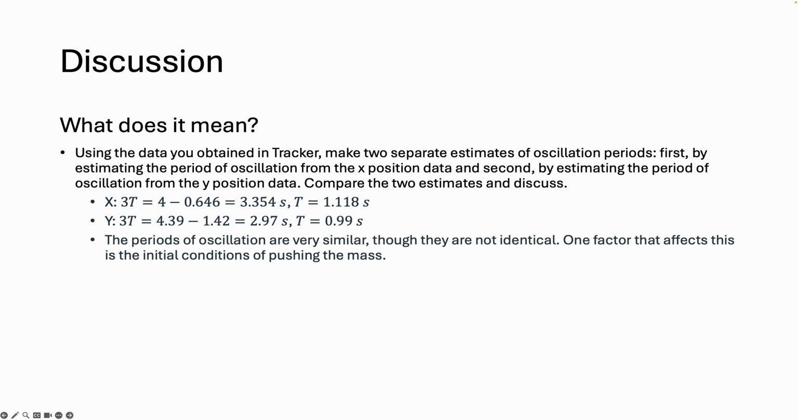Now, we can also calculate the period of oscillation using the data from the x and y positions. And this can be done by finding the differences between the apexes of the oscillation graphs. The periods of oscillation are very similar, though they are not identical, and one factor that affects this is the initial conditions of pushing the mass.